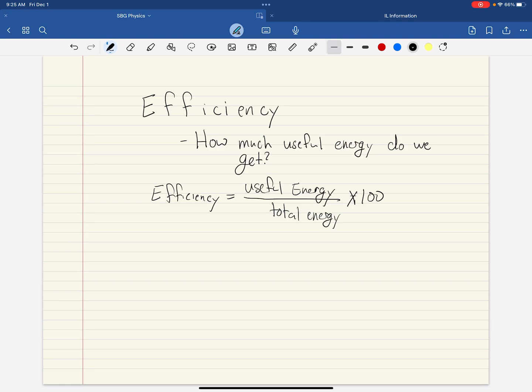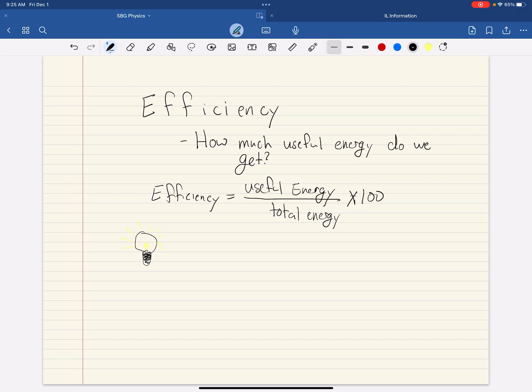Now, this seems like kind of a strange equation to just throw at you, so let me give you an example. So the average incandescent light bulb. All right, here's our average incandescent light bulb, right? It's going to shine, we get light coming out of this thing. They are much less effective than you would actually think.